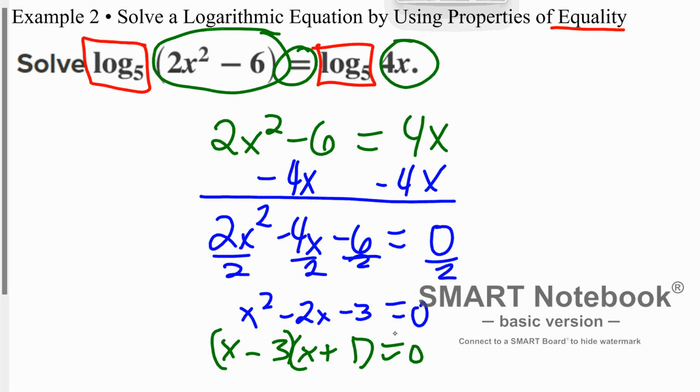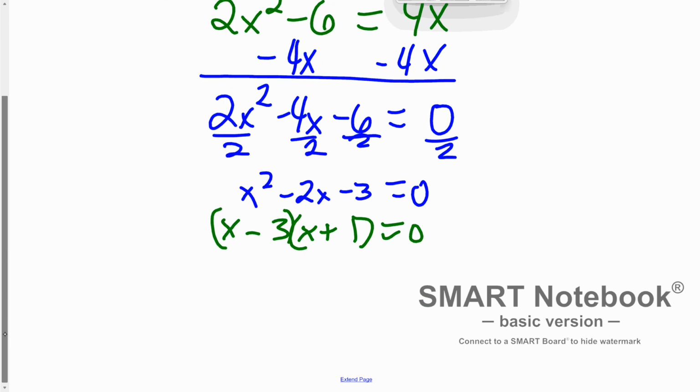And then I can just take the opposite of those, or set those equal to 0 and solve for x. So x equals 3, because 3 minus 3 would be 0. And then negative 1, because negative 1 plus 1 is 0. 0 times anything is 0. So those are my two answers.